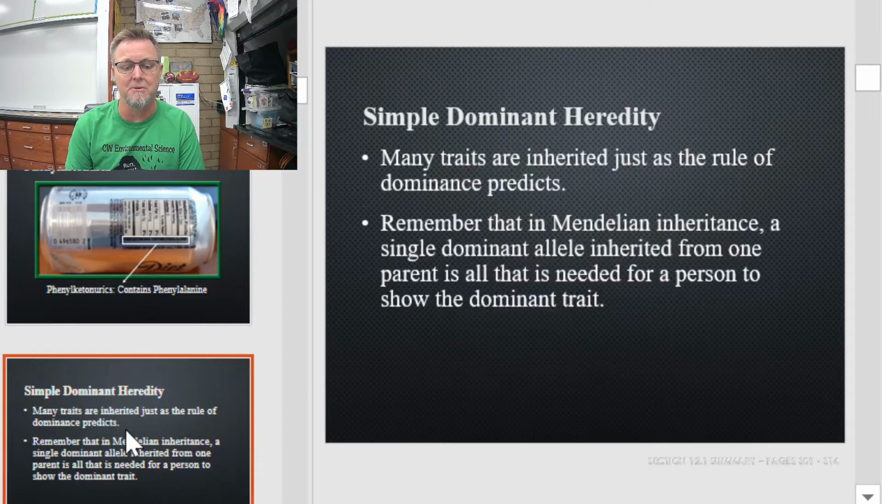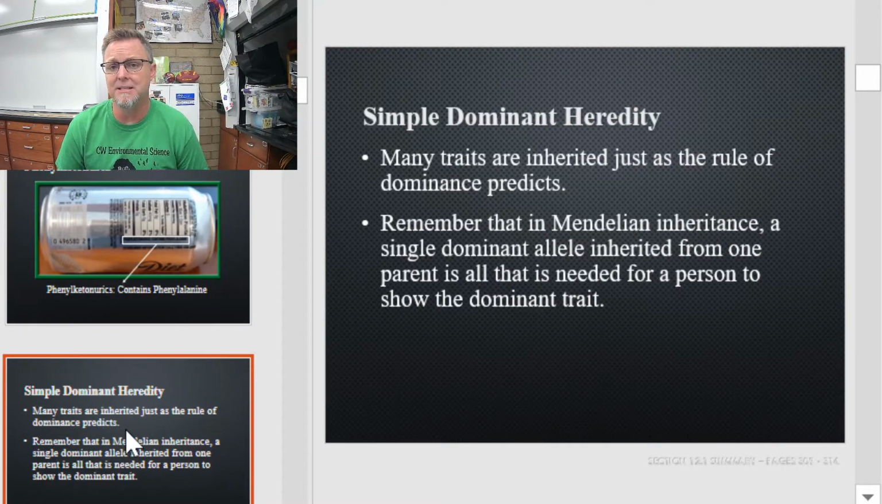All right, let's go on to simple dominant heredity. In simple dominant heredity, instead of you inheriting 2 recessive alleles to get a genetic disorder, you only need to inherit 1, okay, 1 dominant gene. So the odds of inheriting a simple dominant genetic disorder are exponentially higher than a recessive one, because all you need is one gene. If you have two people that are homozygous for that dominant gene, then that basically means all their offspring are going to get it.